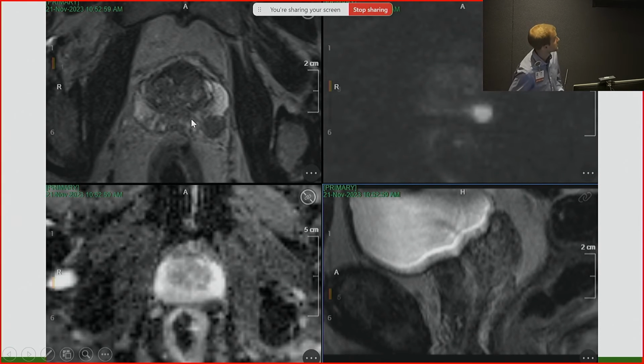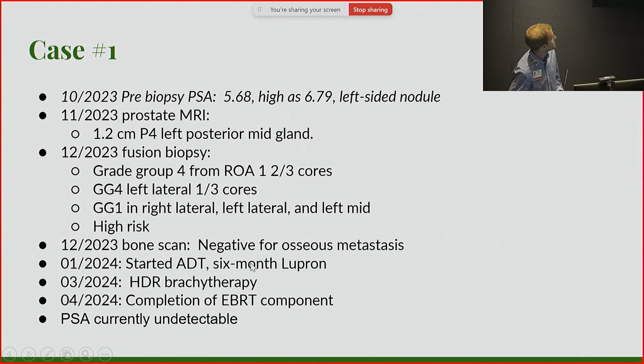As I said, he did have a left-sided nodule as well. But it definitely corresponds on the DWI here, really bright. On the ADC, really dark. So definitely an abnormal and suspicious lesion that fits all those characteristics.